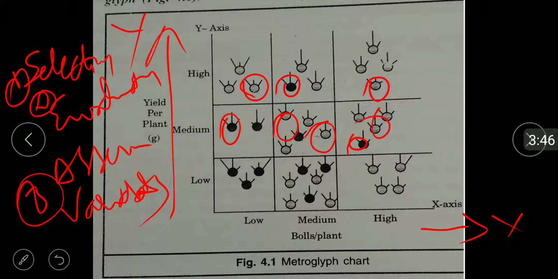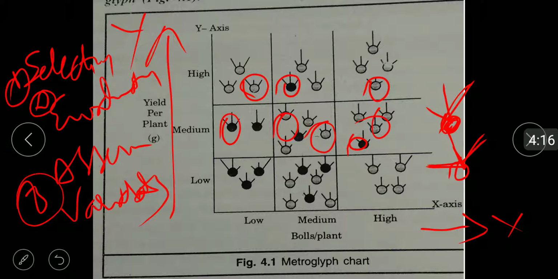Thus the length of the ray for a particular character on a glyph may be short, medium, or long depending on the index value of the genotype. Like I said, if it's a glyph, then we can see that the variation is depicted based on the length of the rays also. And then final construction of index scores, and the last one, analysis of variation.